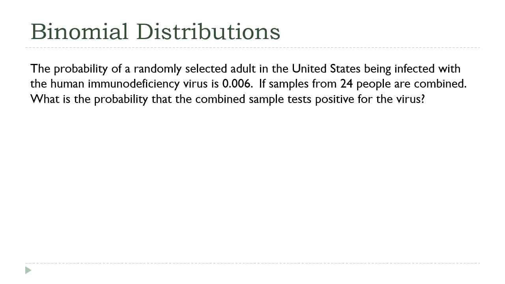So here's the issue. These tests aren't exactly cheap, and I'd like to minimize the number of tests that I have to do. Here's what I can do in this situation. I'm going to take a sample from each sample. I don't want to use the whole thing. I'm going to mix them all together into one big sample that's composed of a donation from all 24. And I'm going to test that. So my question here is, what is the probability that the combined sample tests positive for the virus?